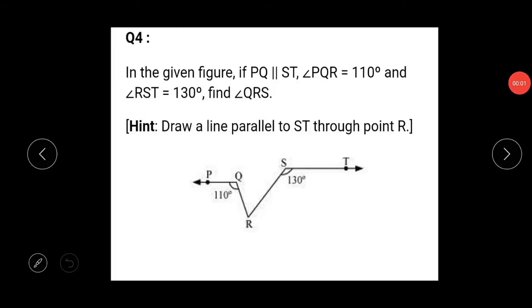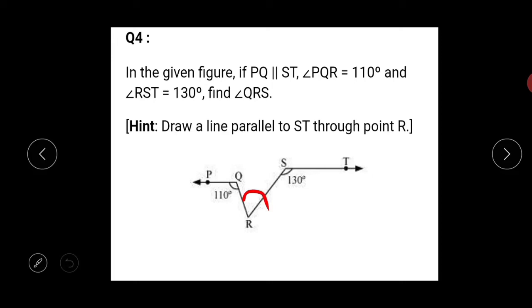Now students, we are having question number 4. In the given figure, this figure is given in our NCERT, PQ is parallel to ST, and also it is given that angle PQR is 110 degree and angle RST is given to us 130 degree. We have to find angle QRS. This angle we have to find.